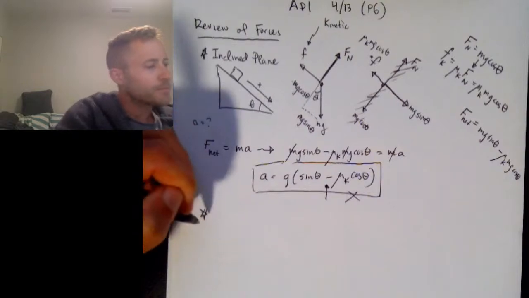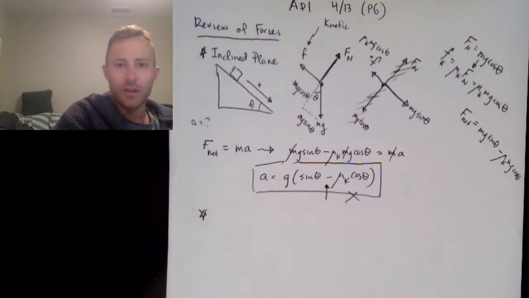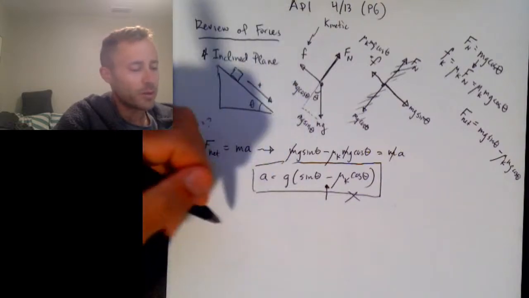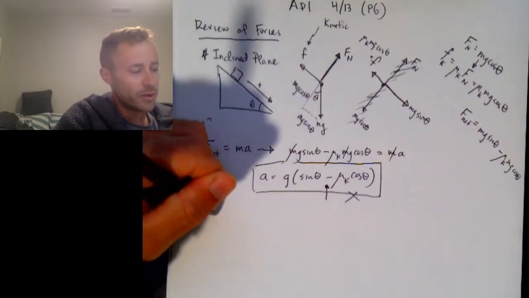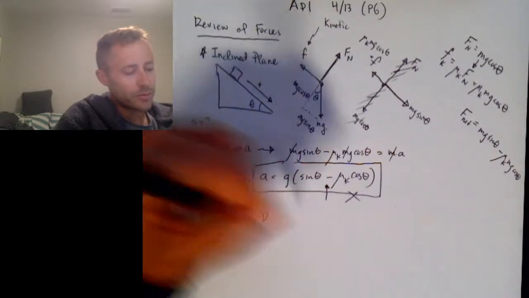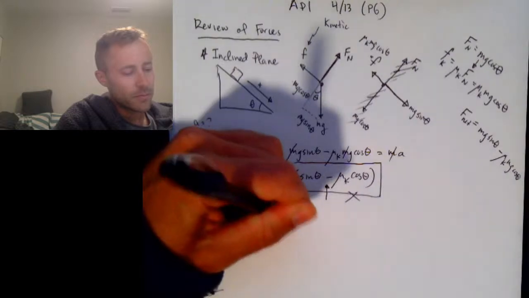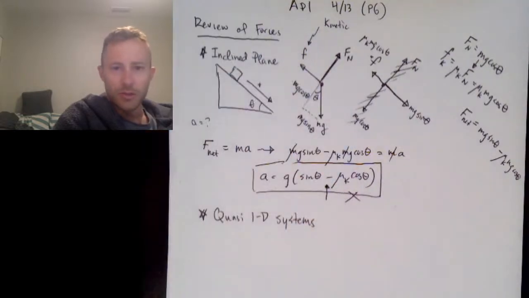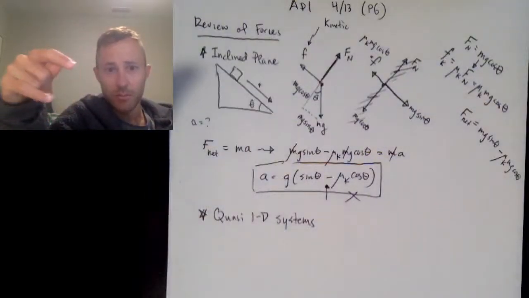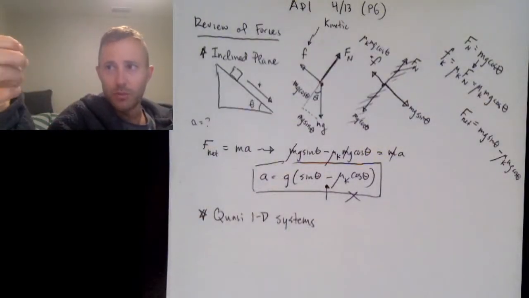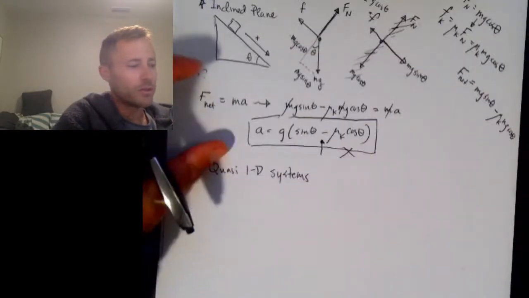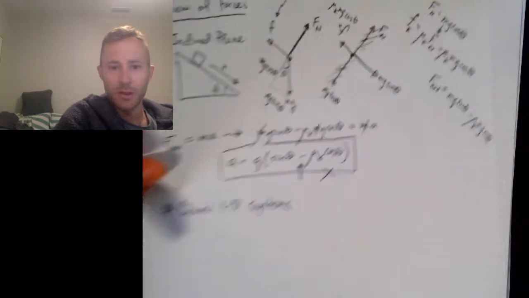All right. The next really important forces type problem that I want to talk to you guys about is quasi one-dimensional systems. So these are systems where we have usually a rope involved and pulleys. So ropes and pulleys. And these are systems where they only can go forward or they can go backward.